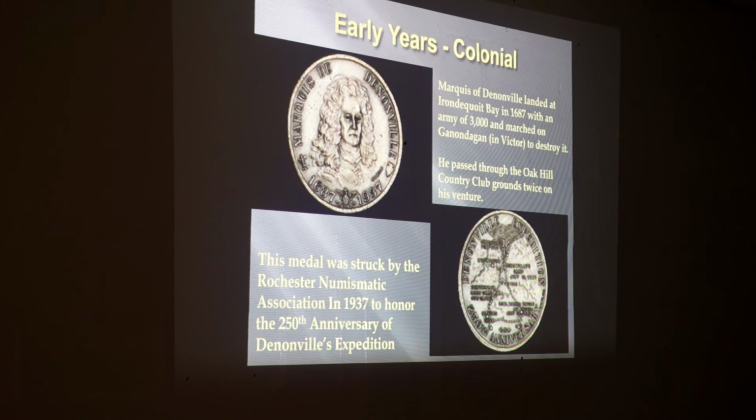And again, here's a medal struck by the RNA, 1937, to honor the 250th anniversary of Denonville's expedition. Now this guy, he was kind of like the governor of New France, Jacques-René de Brosset de Denonville. And he landed at Irondequoit Bay in 1687 with an army of 3,000 and marched on to Ganondagan and Victor to destroy it. And that was where they held the first 2 PGA tournaments on, going down at Oak Hill, and they passed through Oak Hill coming back, so.